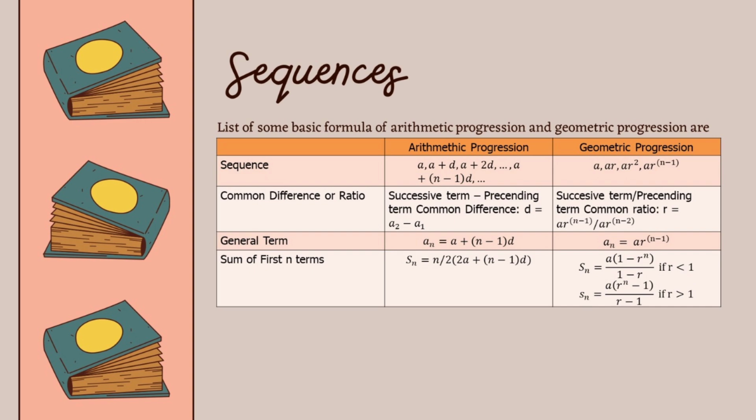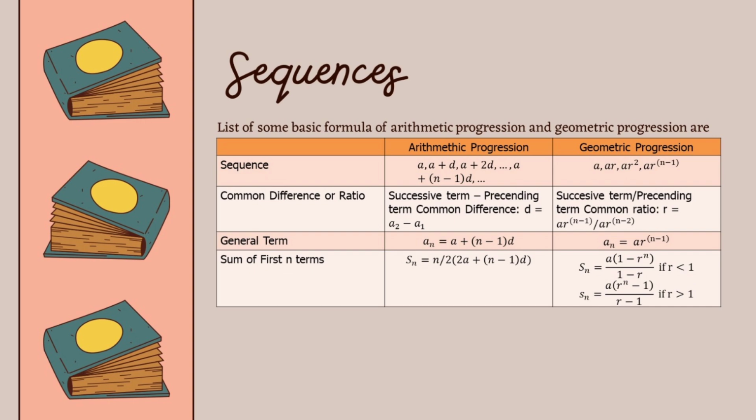Common difference or ratio. For arithmetic progression, successive term minus preceding term, common difference, symbolized by d equals a sub 2 minus a sub 1. For a geometric progression, successive term divided by preceding term, common ratio, symbolized by r equals a times r to the power of n minus 1 divided by a times r to the power of n minus 2.